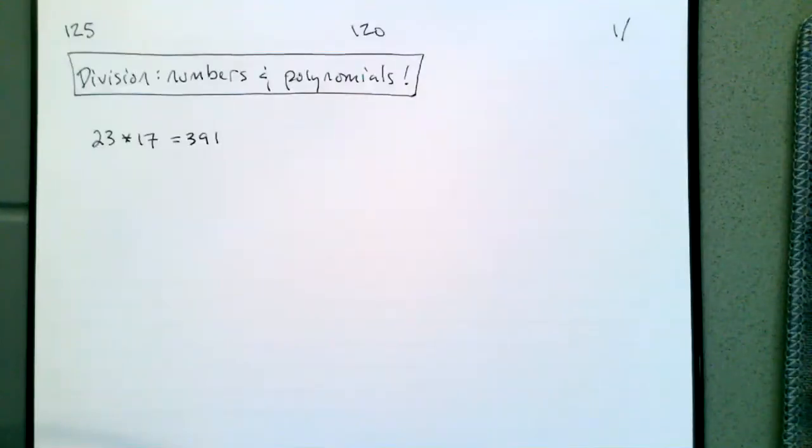Today, we're going to continue looking at division, comparing between division with numbers and division with polynomials. We're also going to remind ourselves of the relationship between multiplication and division. And we're also going to look at how improper fractions and mixed numbers mix in with all of this.